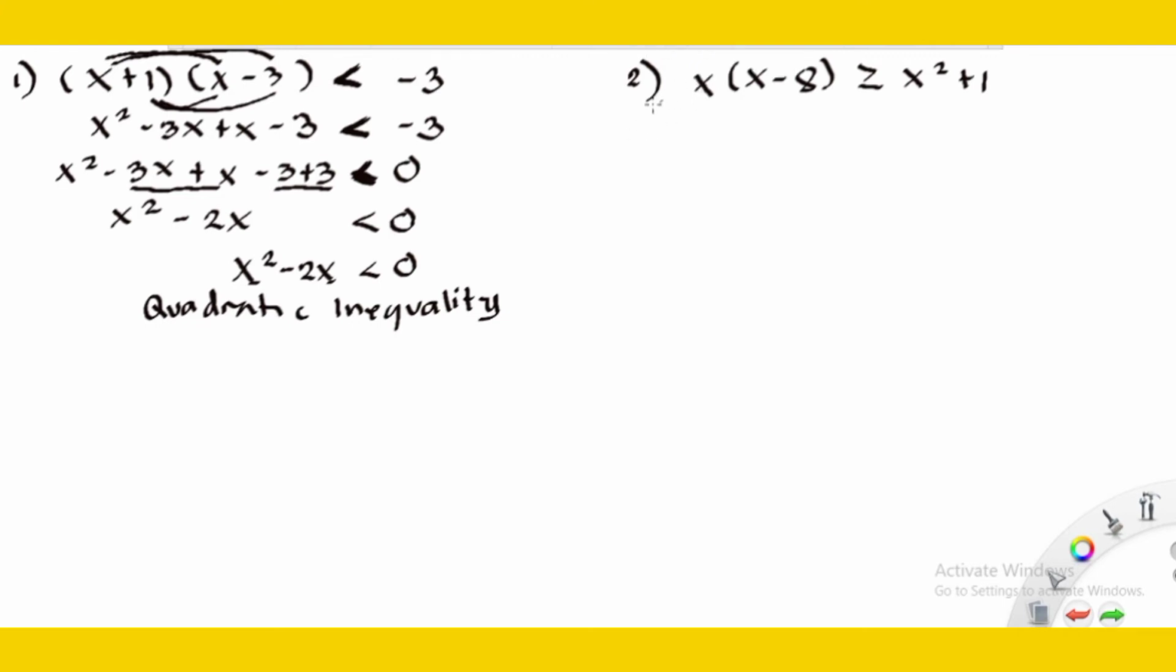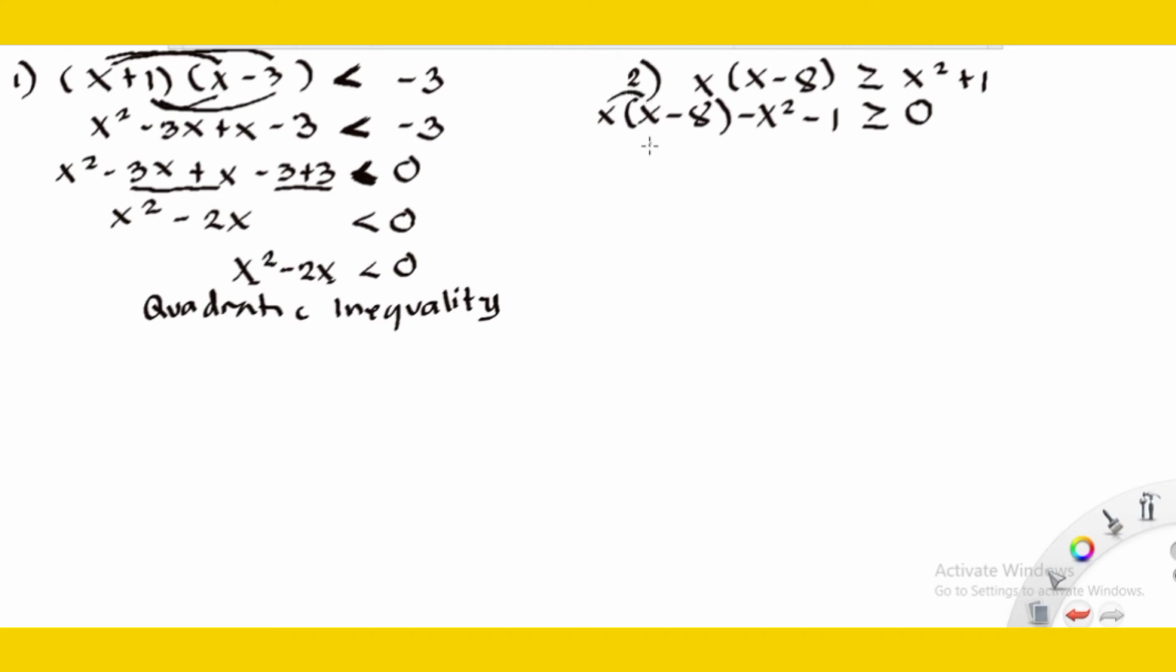Okay? Or we can also distribute this. But since I earlier said we will move these terms, let's do that. We have now x times the quantity of x minus 8. Let's copy it first. Then, x squared will become negative x squared. 1 will become negative 1. And then, copy greater than or equal to. Nothing is left, so we're going to put 0. Now, let's distribute x.